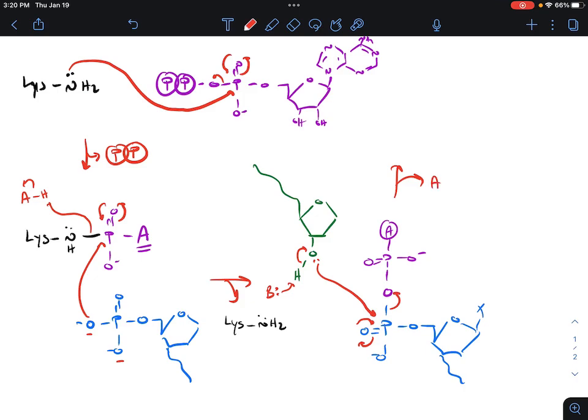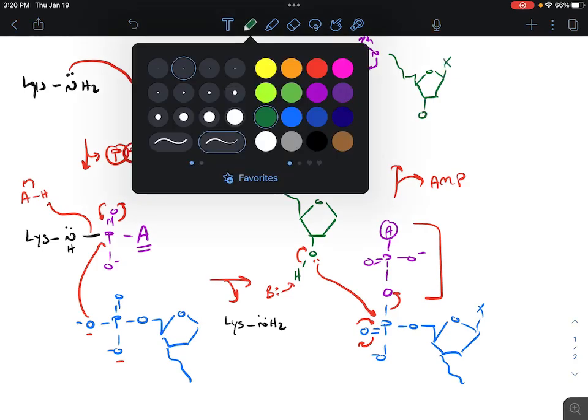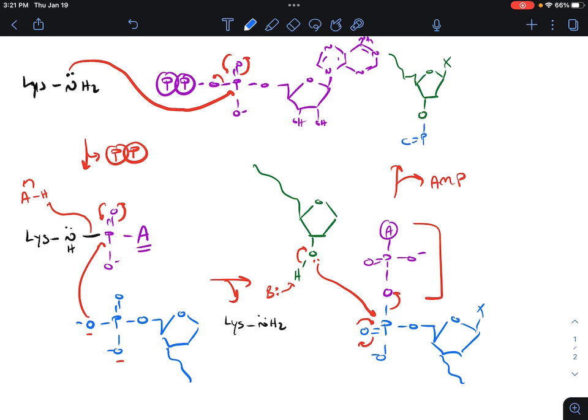We release AMP. Here's our AMP that gets released. That's our leaving group, and that's one of our products. And we have also created now the phosphodiester bond that needs to reform in our DNA. So here's the original 3' end now linked up with the original 5' end. So our DNA chain has been resealed. That nick has been fixed.